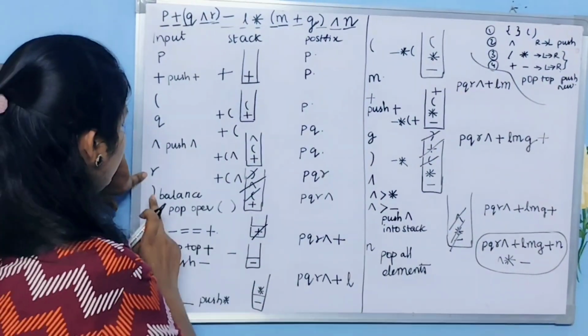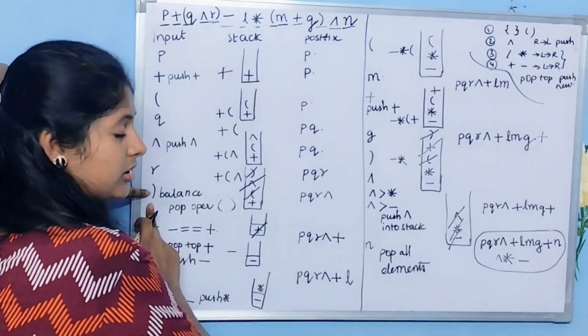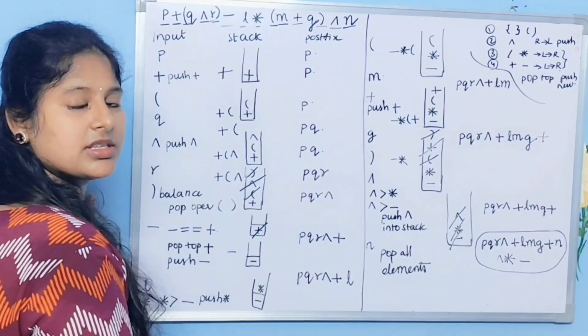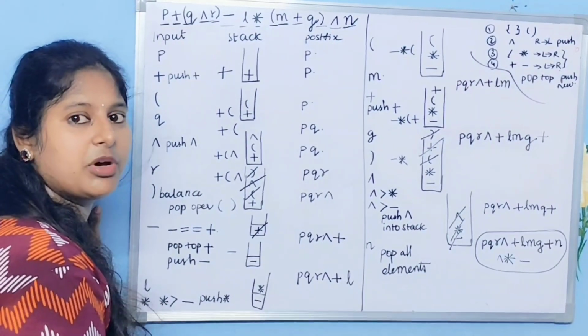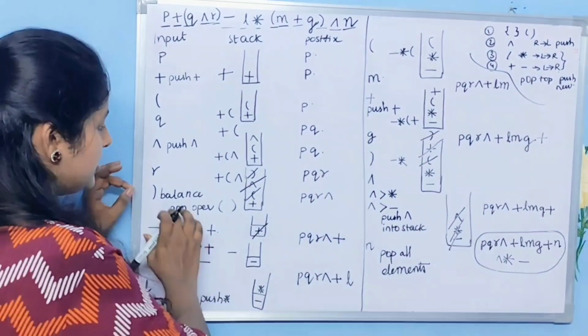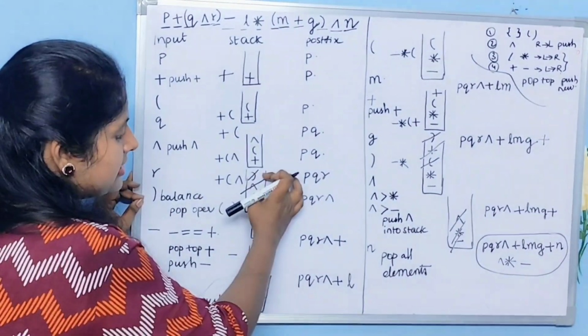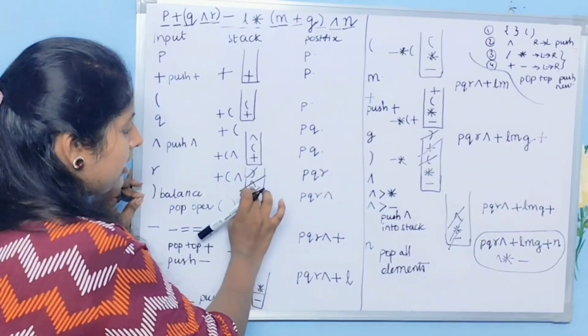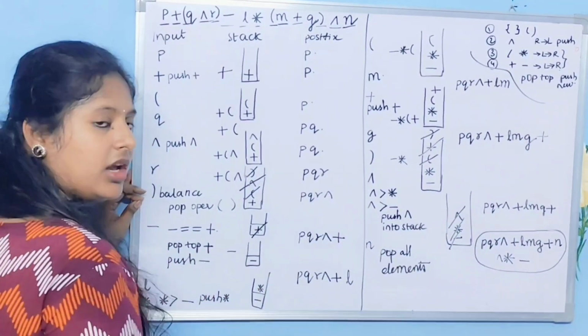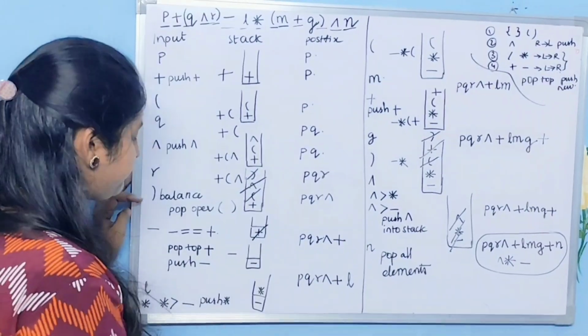Right? Now after closing brace, you got it. What should you do if you get a right parenthesis? Balance the left parenthesis and right parenthesis and pop all the elements between left and right parenthesis. So I've balanced this and one cap is left between both of them. So I've popped and written over here in the postfix expression. Okay. Next.